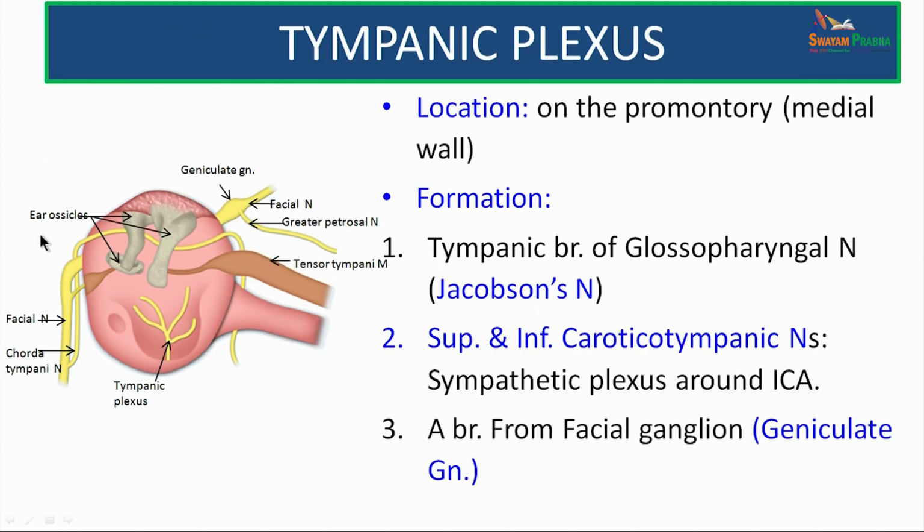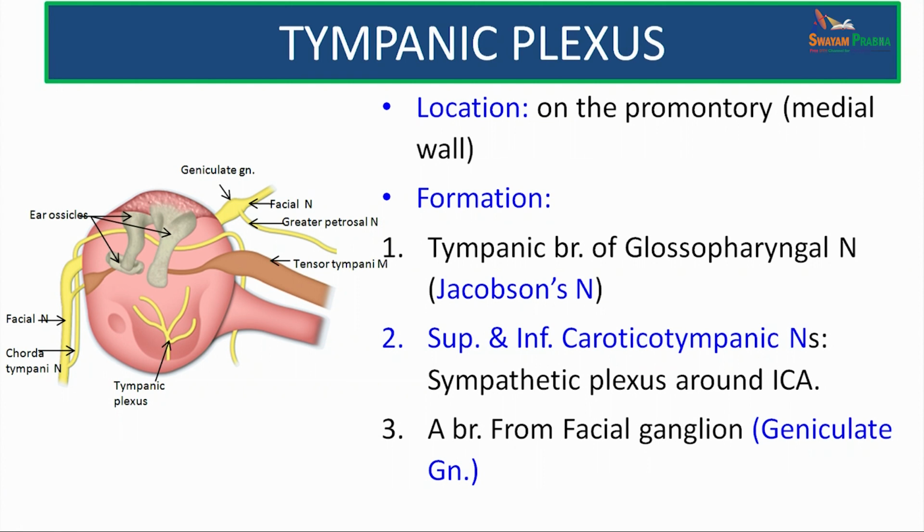The tympanic plexus is a plexus of nerves which we find ramified on the promontory, which is located on the medial wall. It is formed by the tympanic branch of the glossopharyngeal nerve as it enters from the floor of the middle ear cavity. It is also called Jacobson's nerve. Then we have the superior and inferior caroticotympanic nerves, which is a sympathetic plexus around the internal carotid artery, piercing into the middle ear through the anterior wall.